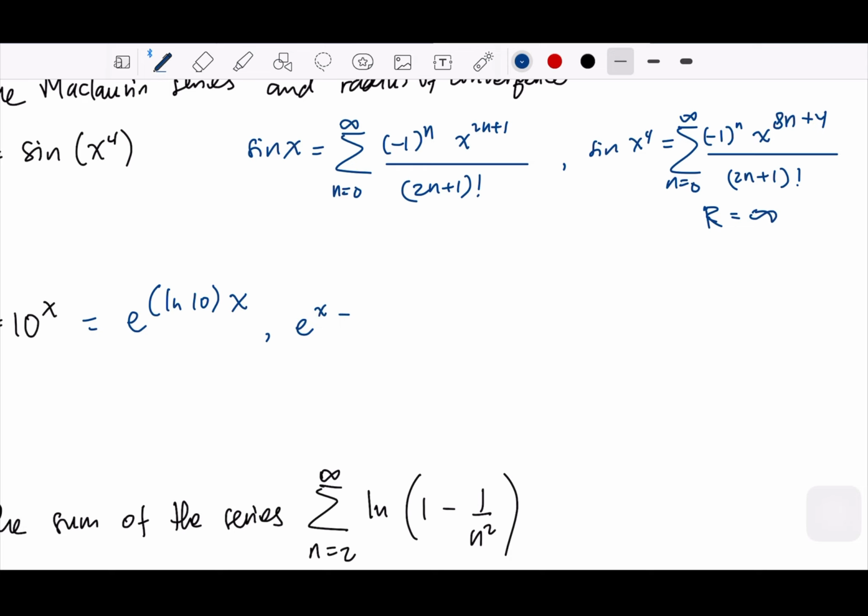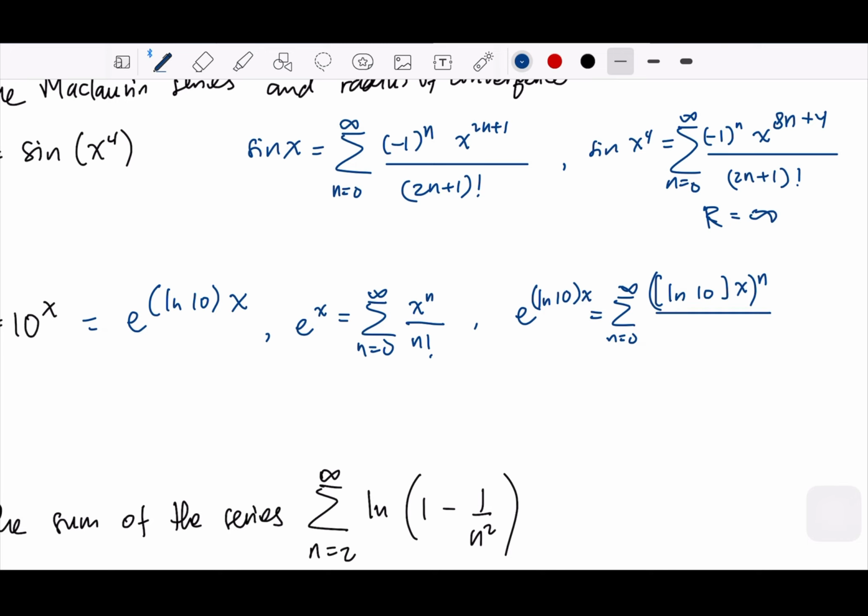Okay, for the second one, we can take this in terms of e to the x. And then take the e with power of ln 10 x. And then exchange all with 10 ln 10 x and then with power of n. And then this is also similar. Okay. You see, some power of n factorial. The radius is always infinity.